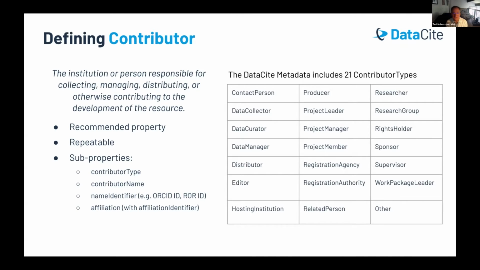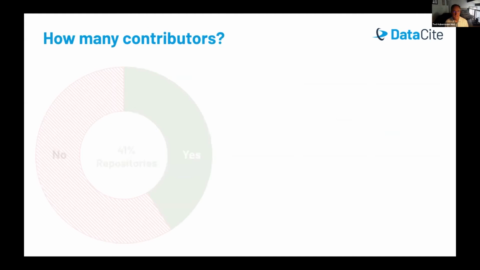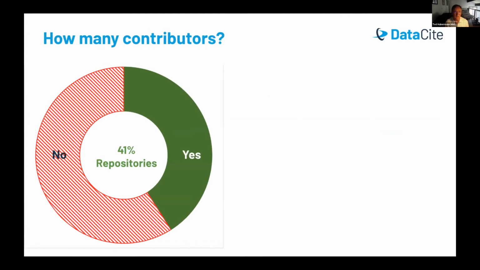The DataCite metadata includes 21 contributor types, and this list of 21 has been fairly stable for some time as the DataCite metadata schema evolves. Next slide. The first question we asked is how many contributors are there in the DataCite metadata? And there are two ways that we can look at that. DataCite has roughly a little over 2,000 repositories, and 41% of those repositories include contributors, so just less than half.